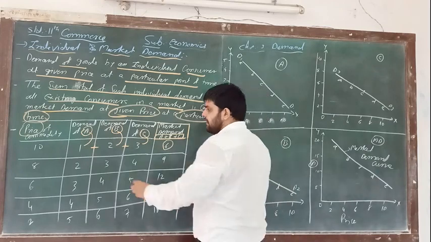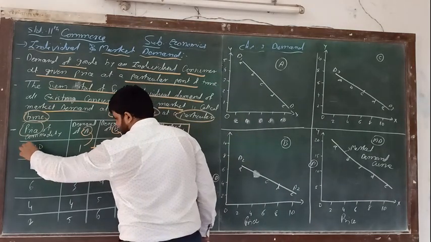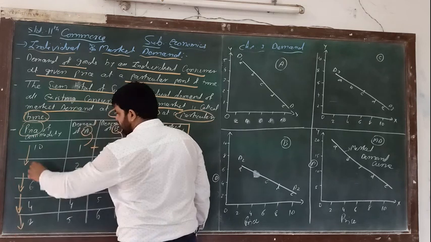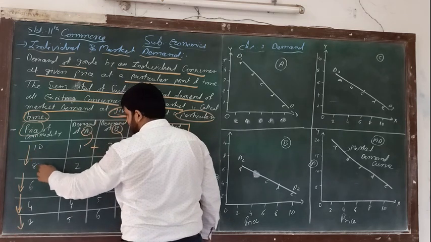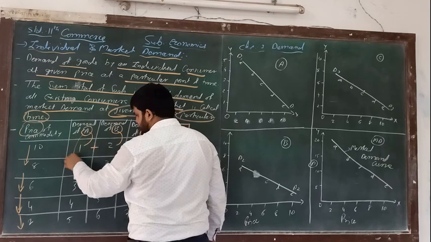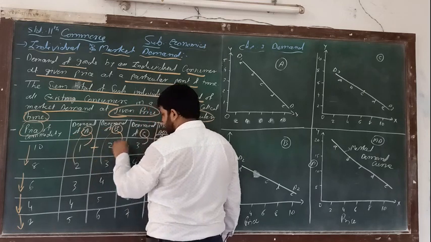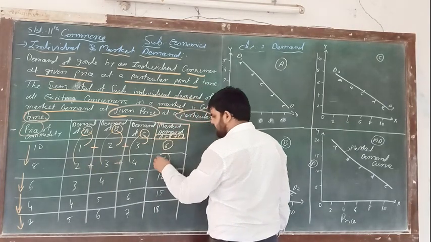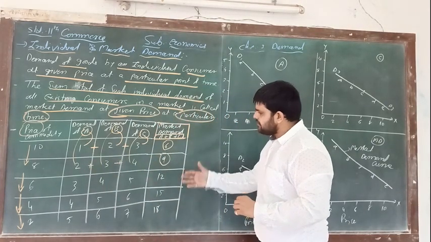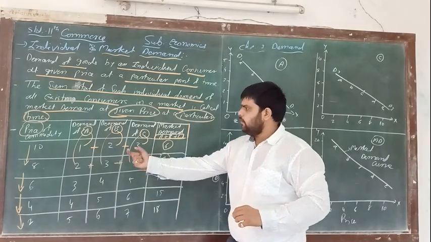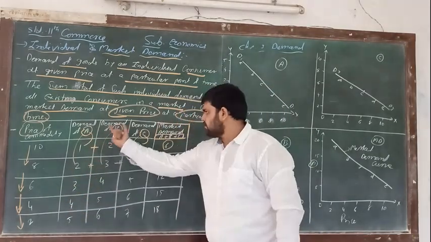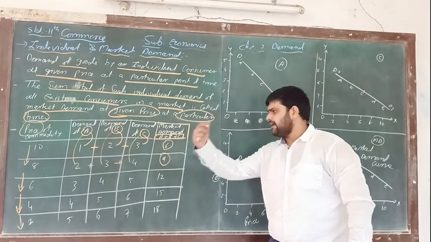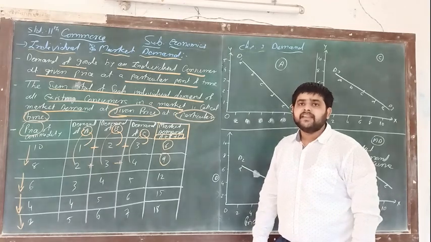Same as when price decreases, as we discussed, when price decreases, demand expands. So here the price decreases from 10 to 8. Person A demanded 2 units, B 3 units, C 4 units. So 2 plus 3 plus 4 is 9. In this way we can see the individual demand of A, of B, of C, and the total of it is called market demand.